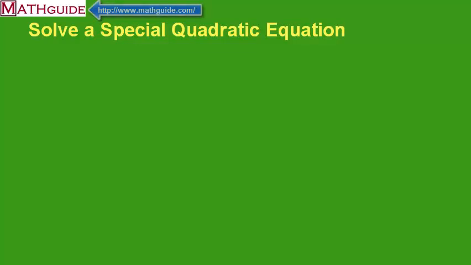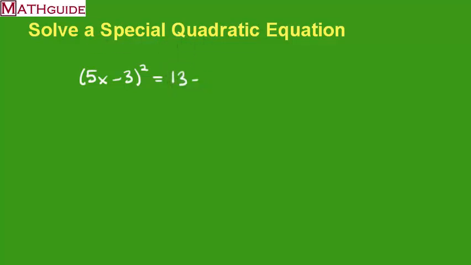Today we're going to take a look at how to solve a special quadratic equation. This is one that could possibly come up on the PARCC exam, and it's of this form. Let's put a 5x minus 3 quantity squared, and it's going to be equal to 13x, forgot the x there, minus 8.